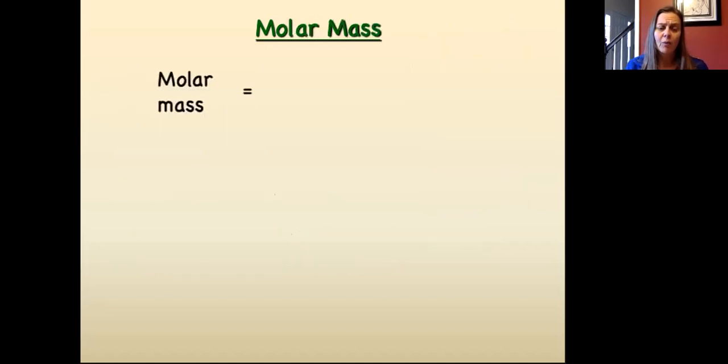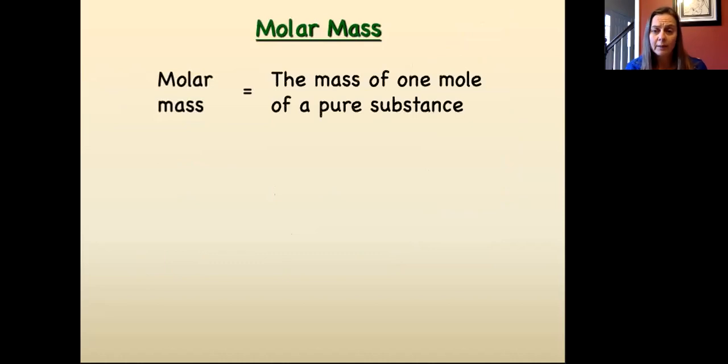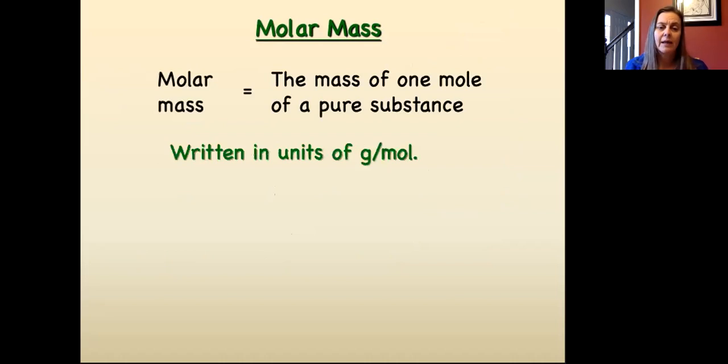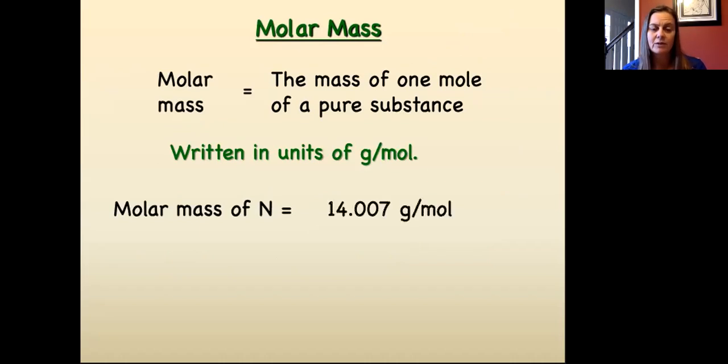And so molar mass is the mass of one mole of a pure substance. We find molar mass, and we write it in terms of grams per mole, and we find that molar mass on the periodic table. So if we look at nitrogen on the periodic table, it tells us that it's 14.007 atomic mass units for one atom of nitrogen. That means that there are 14.007 grams of nitrogen in one mole of nitrogen.